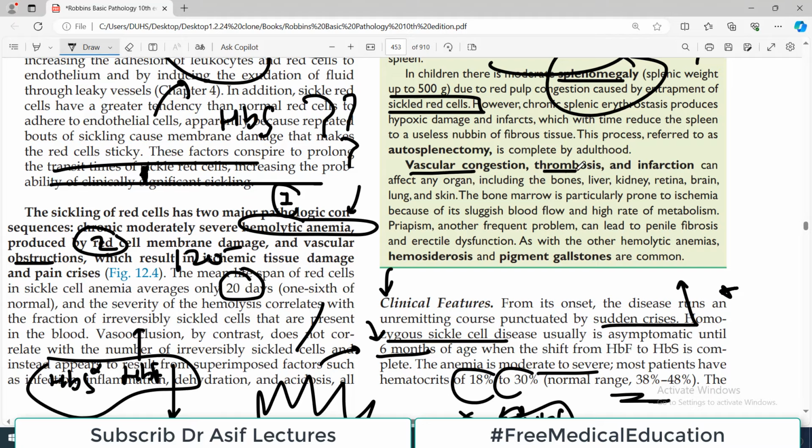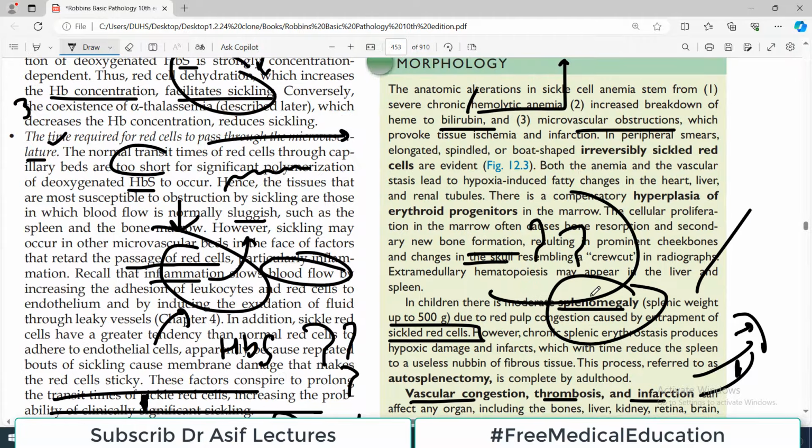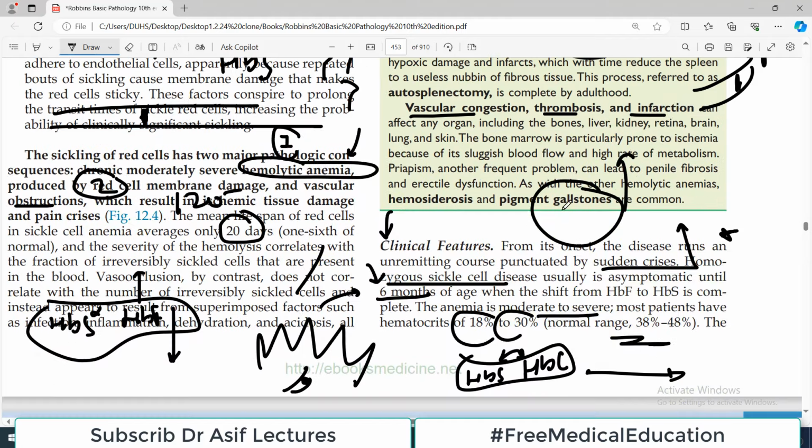Vascular congestion, thrombosis and infarction can affect any organ. Like we were just talking about hand-foot syndrome and the pulmonary bed in the chest, they can actually go anywhere, and whichever organ these red blood cells go to, if they clog there, there is ischemia and infarction. And obviously, needless to say, the chances of gallstones increase, and this is happening because there is hemolysis, so there is more rupture of the red blood cells, more hemoglobin being released and metabolized into bilirubin and then ultimately into stones.